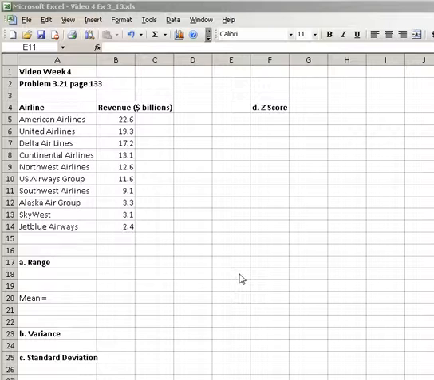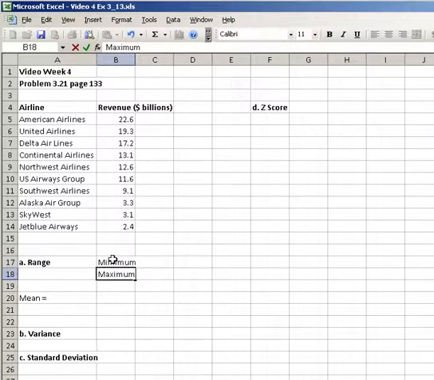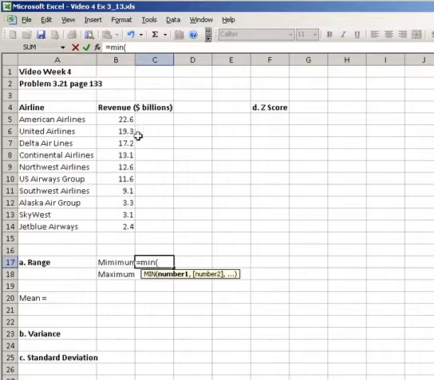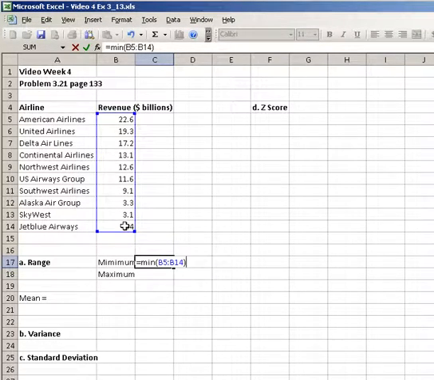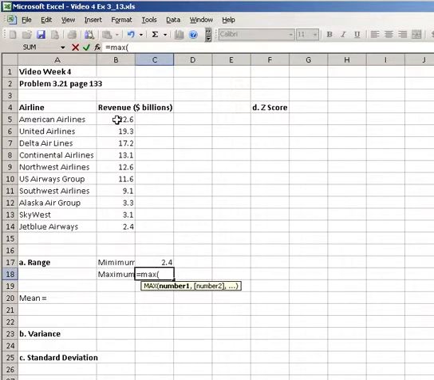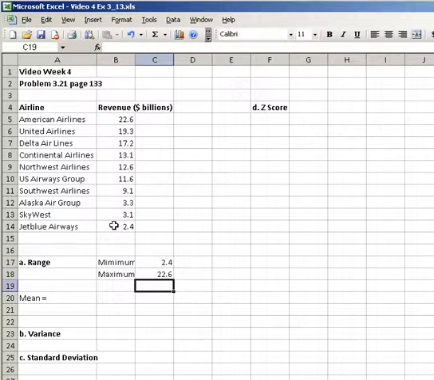Okay, let's start out with the range. That's an easy one. We're going to have a minimum and a maximum. You could just look and tell, since they're in rank order, 2.4 and 22.6, or you could use min of the range, if they're not sorted, and max of the range. But believe me, if you don't want to learn how to do this, don't feel that you have to. I'm just showing it to you as an added bonus, more value for your tuition dollar here at Business 2220. That's my motto.